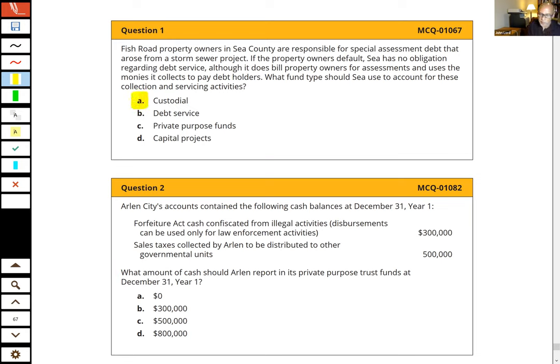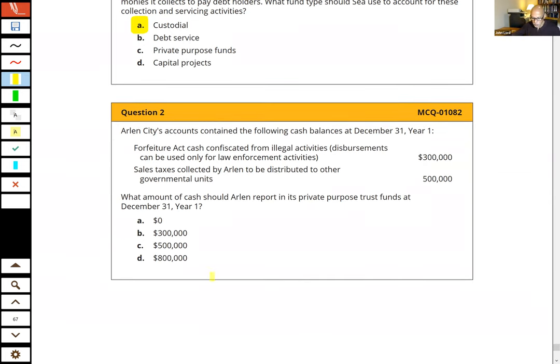And for whatever reason, everybody wanders away from that development and there's nobody there to pay those special assessments. It's not on the city to pay back the bondholders. Okay, good. Let's look at question two here.